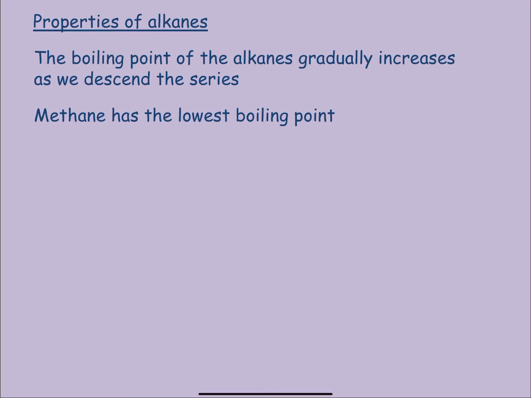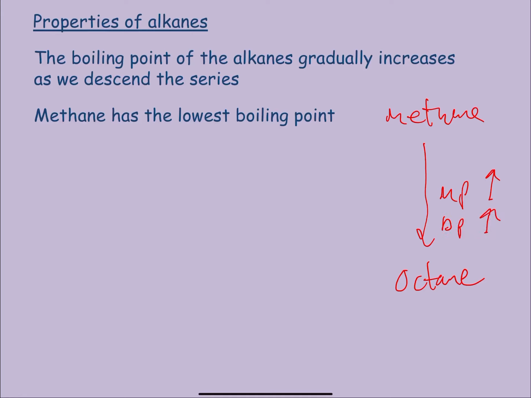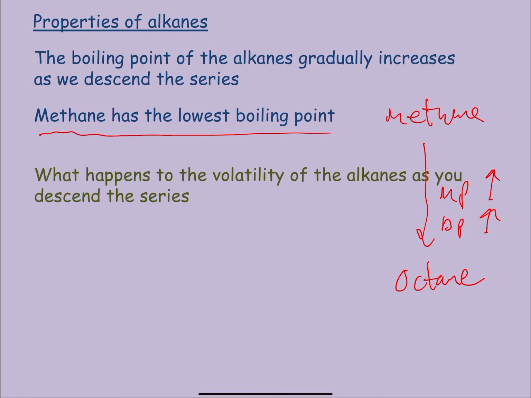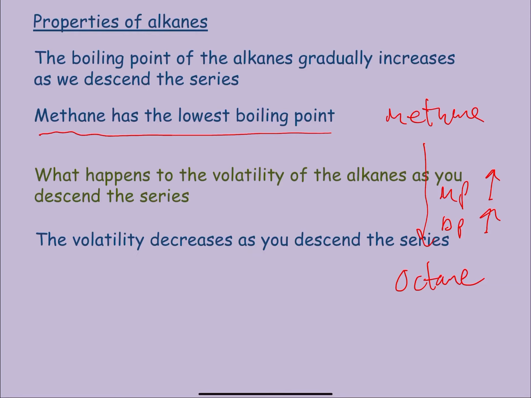So some properties, as we've looked at in the data booklet, as you go from methane to octane, the melting point increases and so does the boiling point. So methane has the lowest boiling point. What about volatility? So methane that comes out the gas tap in the lab, that's very, very volatile. And as you go down from methane to octane, they get less volatile.